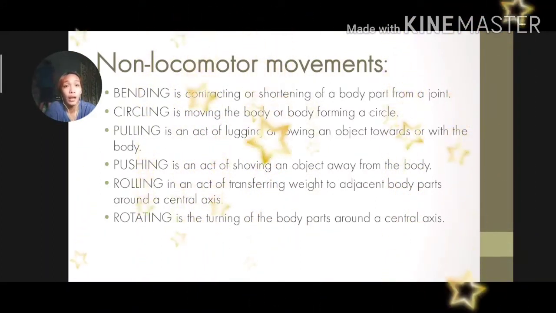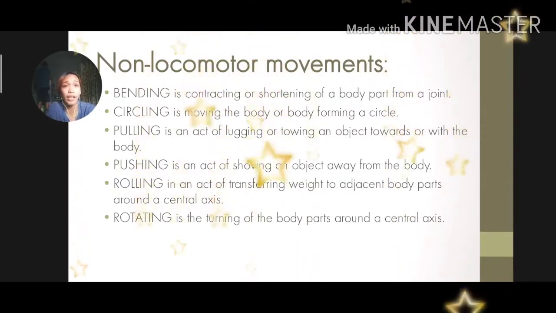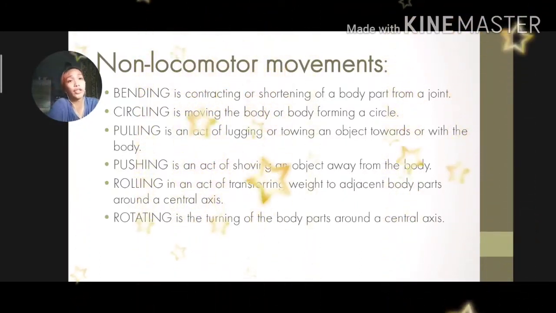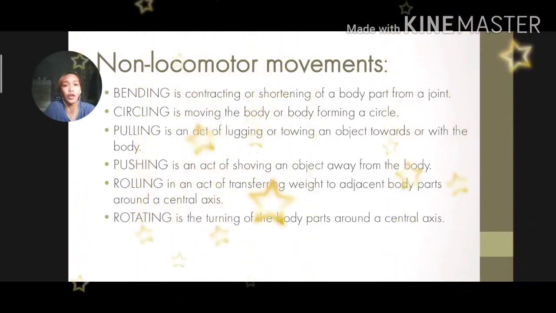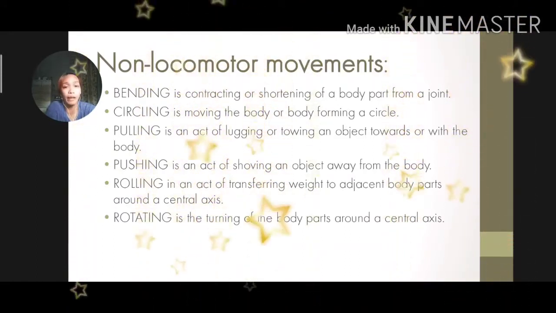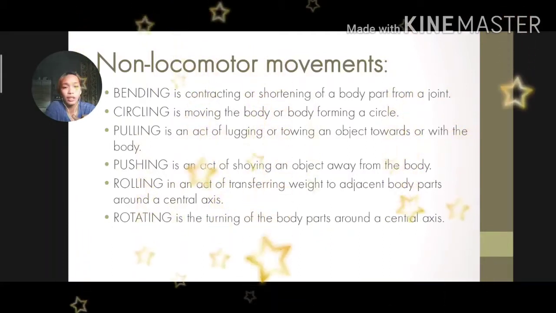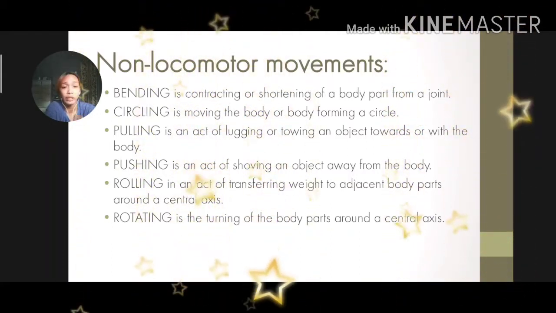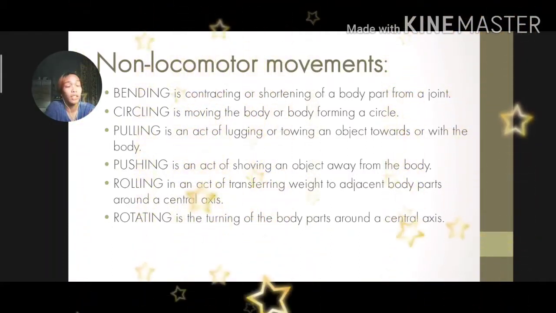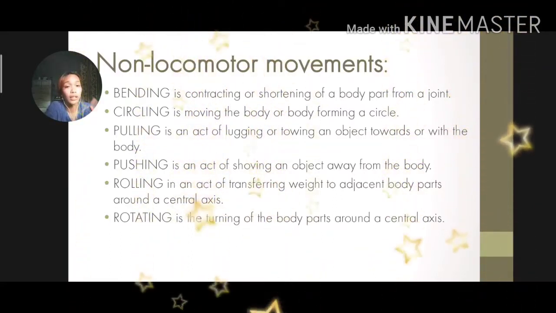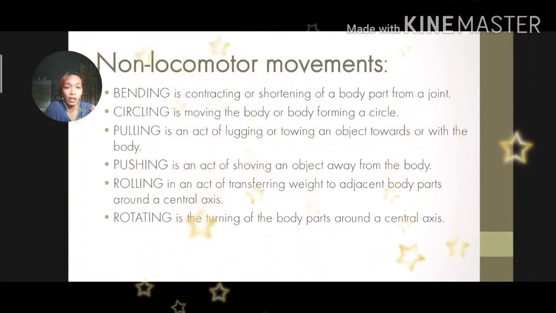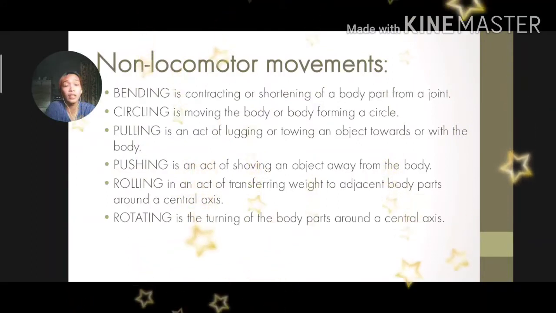First, we have bending. When we say bending, it is contracting or shortening of a body part from a joint. For example of bending, we have the half knee bends, the full knee bend, the trunk forward bend, the trunk sideward bend, the arms forward bend, the head forward bend, the head sideward bend, and the elbow bend.